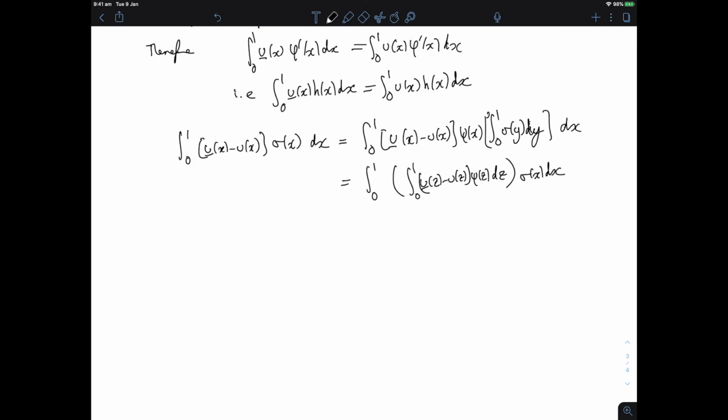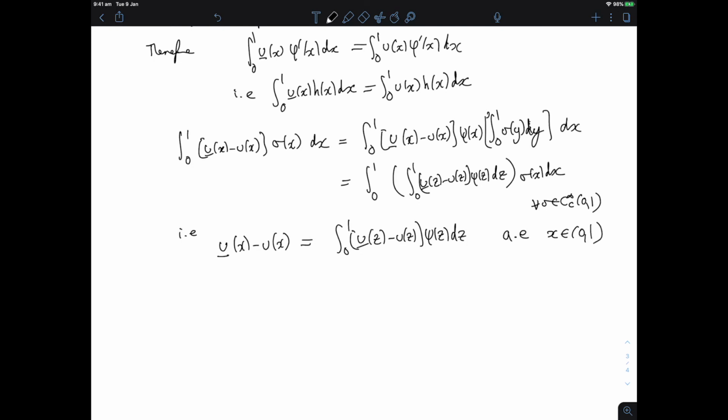So what is that telling me? This is true for every v C infinity compactly supported. So this is true for every L2 function. So this here has to be equal to that constant almost everywhere. So what we have is that u bar x minus u of x is equal to this constant for almost every x in 0, 1.